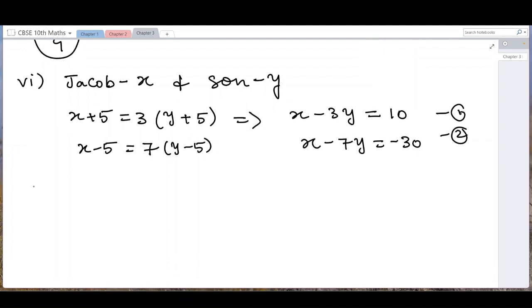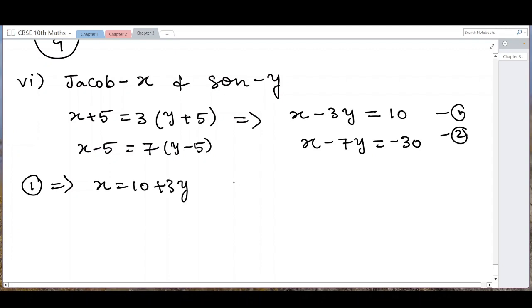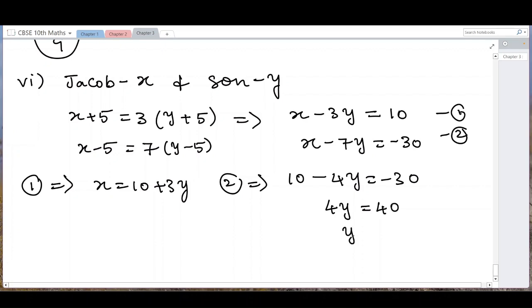By method of substitution, I am going to write the first equation as x equal to 10 plus 3y, and if I substitute in the second equation, I will get 10 plus 3y minus 7y will become minus 4y equal to minus 30. So 4y equal to 10 plus 30, which is 40. So I am getting y to be 10.